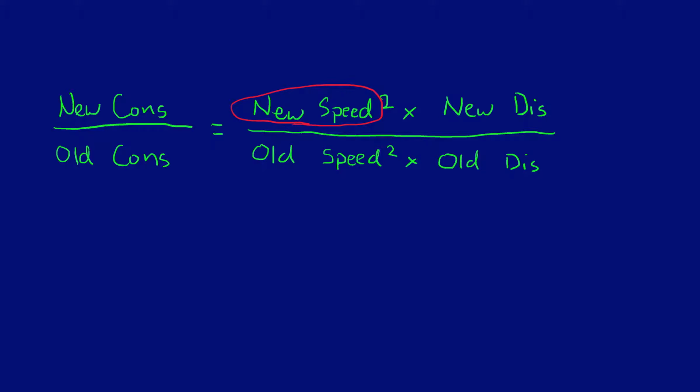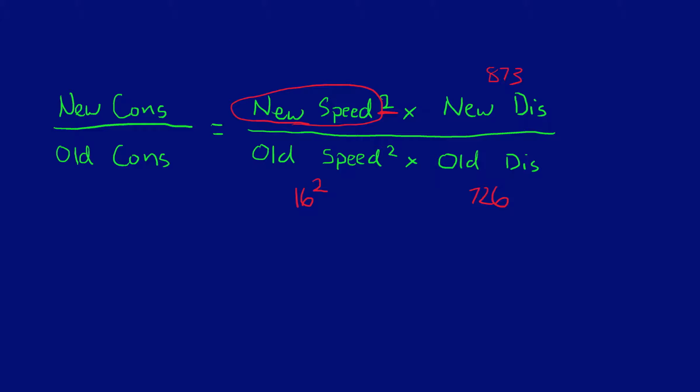Our new distance is 873 miles. Our old distance is 726 miles, and our old speed is 16, and of course, we square that. Now we want to get new speed all alone, so we've got to get rid of the square. Following the order of operations, to get rid of this new distance, we need to divide both sides of the equal sign by it.